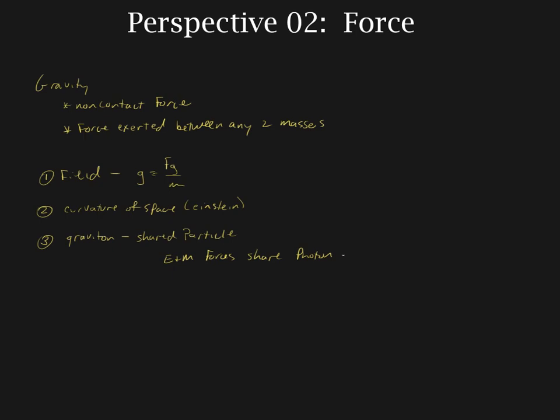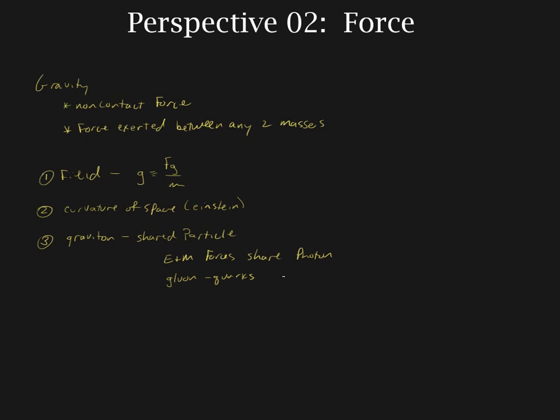Another example where we know very definitively that there is this particle would be subatomic structure. So the gluon. The gluon is shared between quarks.